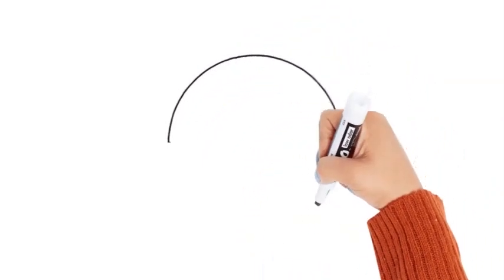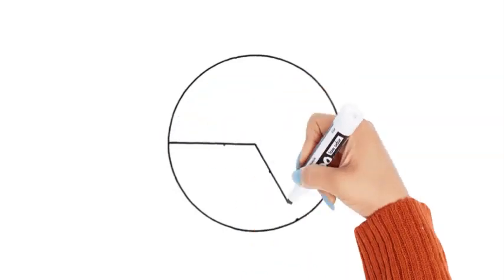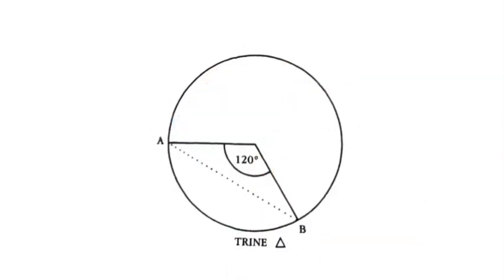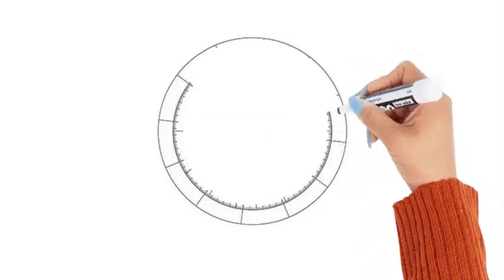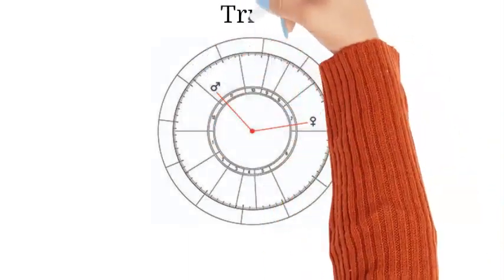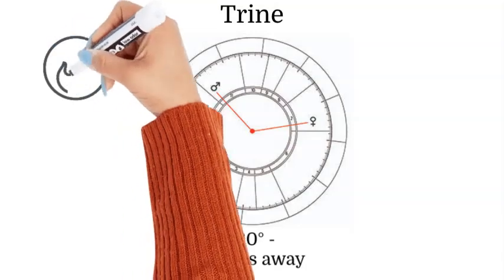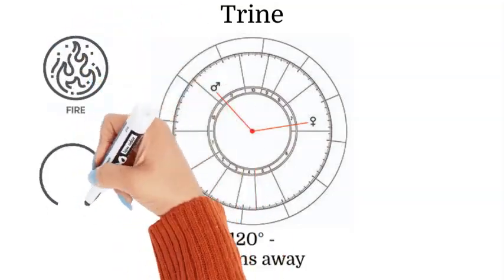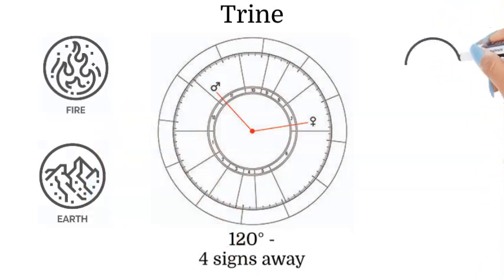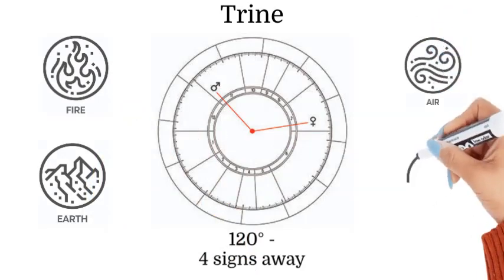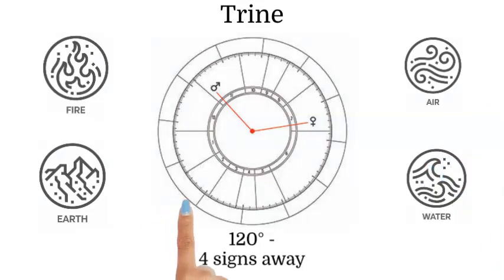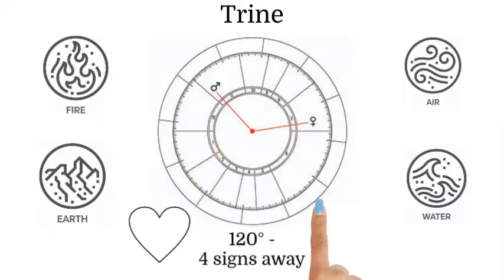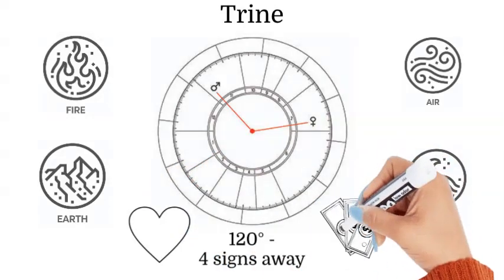A trine is a 120-degree aspect. So when 2 planets are trine, they are 120 degrees apart on your chart, or 4 signs away. A trine between 2 planets means that there is almost no resistance there. In a trine, the planets are of the same element. Elements in astrology are fire, earth, air, and water. They are working towards the same thing and they want the same outcome. You may find a lot of fortune where there are trines in your chart.